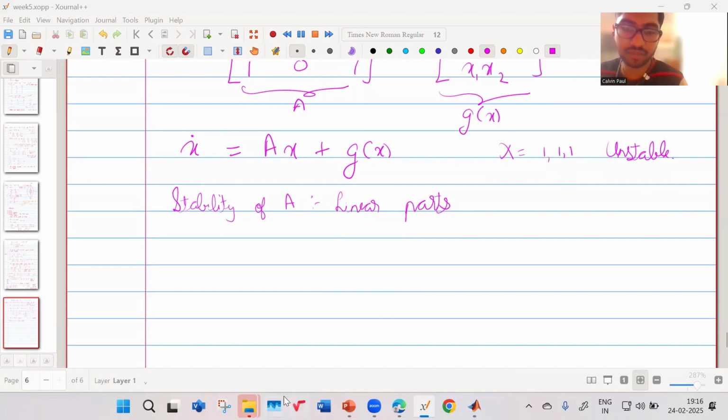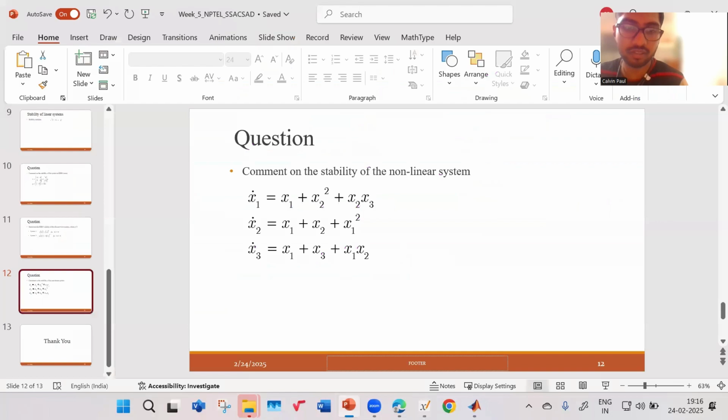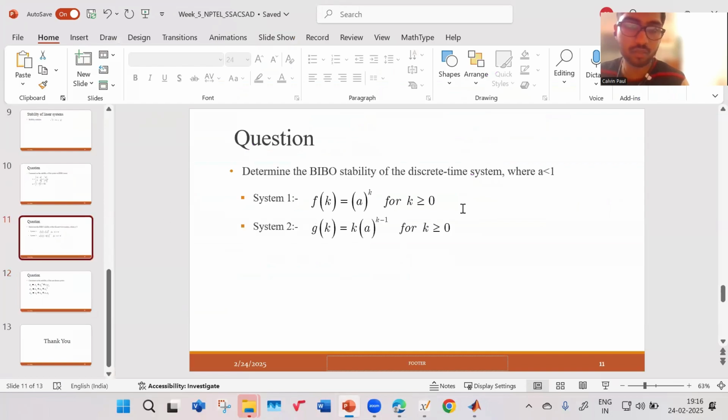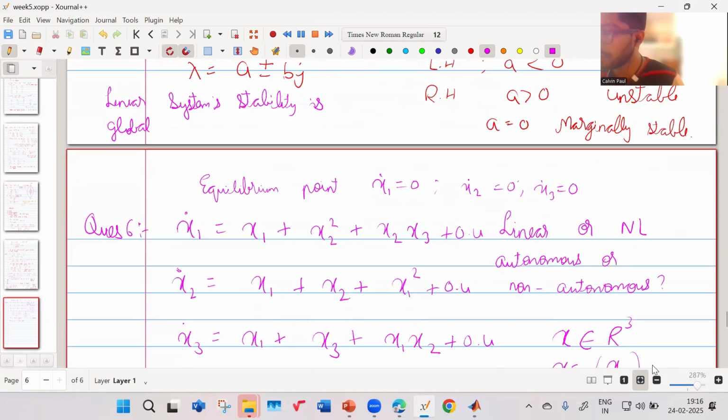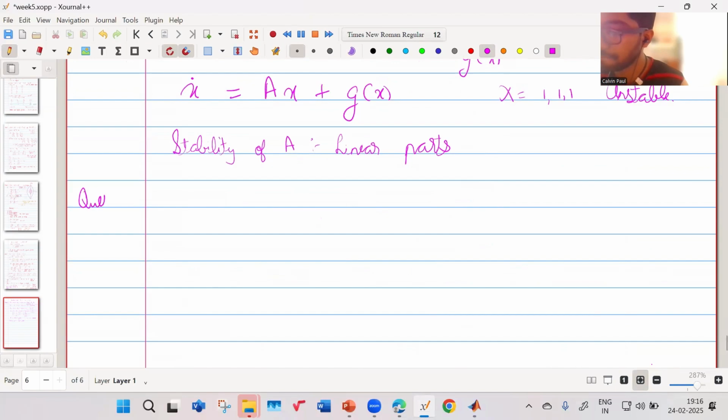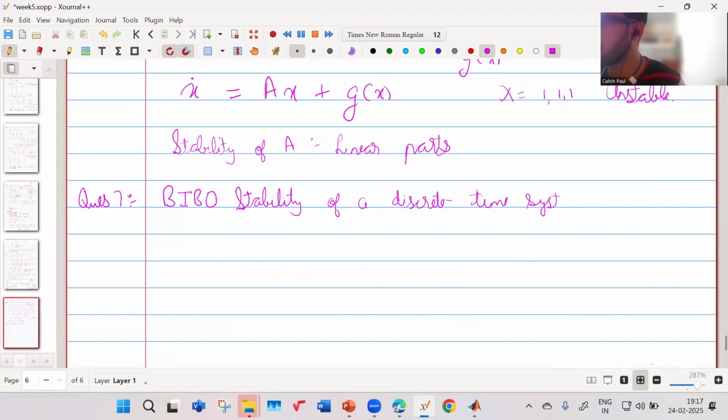We found the stability. Now let's go to the next question. Let us consider the BIBO stability of this discrete time system. Which question number? Question 7. So we have to find the BIBO stability for a discrete time system.